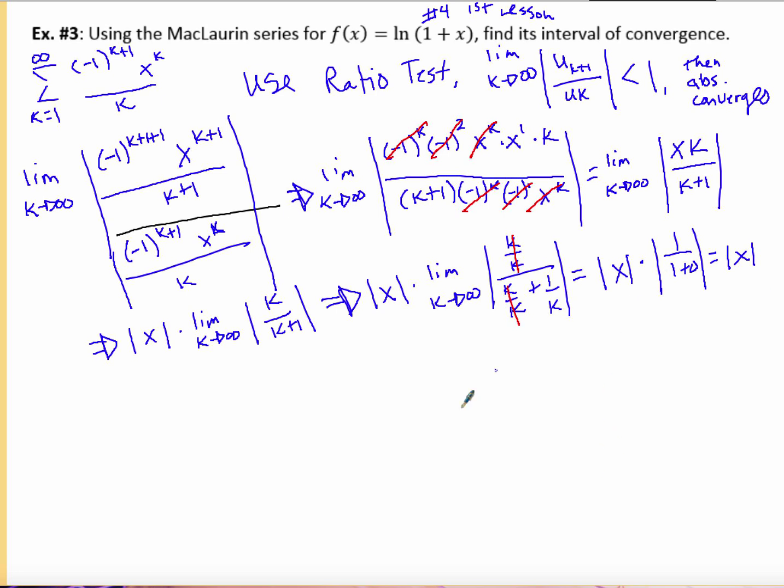But we're not done yet, because in order for this to converge, the absolute value of x has to be less than 1. To drop your absolute value for an inequality, you just make it that -1 is less than x is less than +1. So x has to be in between -1 and +1. So we need to find out if it can actually equal -1 and +1. Let's check it out.